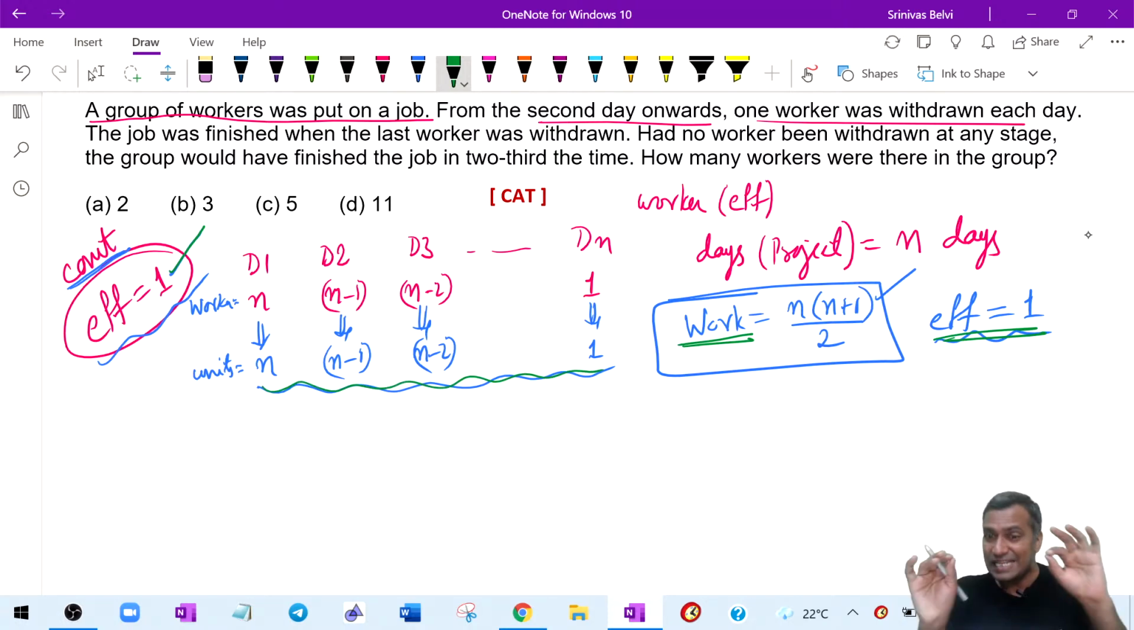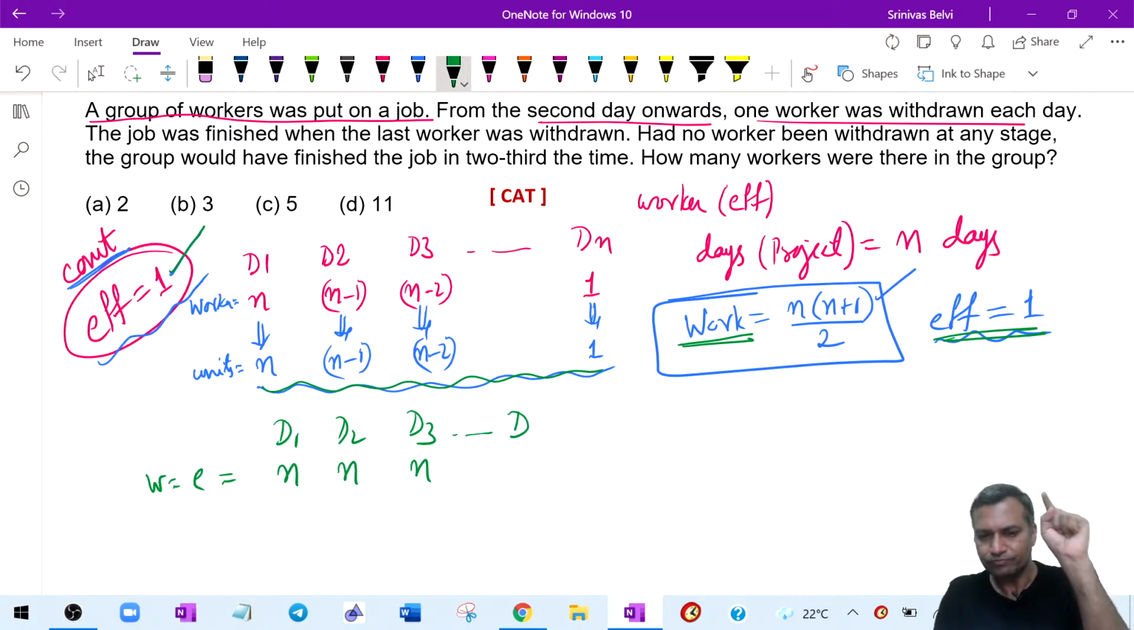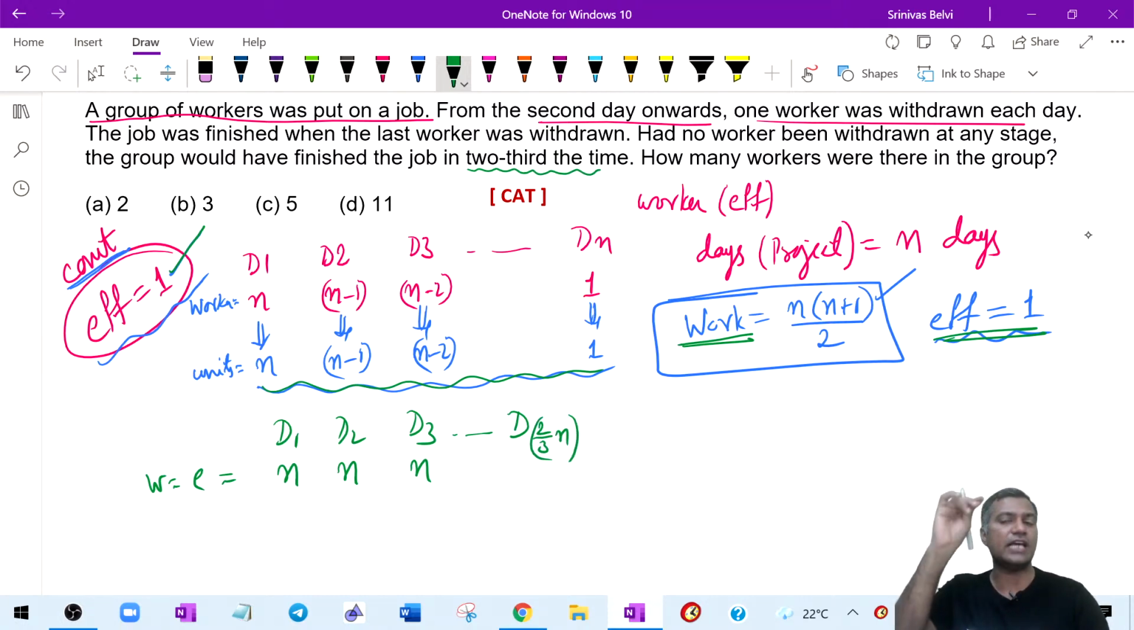Now, what did the author say? Instead of this, if all the workers start working, D1, D2, D3, which means on D1 n fellows will work, D2 n fellows will work, D3 n fellows will work. Efficiency is also the same, because work is equal to efficiency. Number of workers is equal to efficiency because I took the efficiency of each person as 1. Then in that case, he said you don't need n days. You want only 2/3 of n days. If all n people start working, you earlier said that you want n days. Whatever is that value of n, you want 2/3 of those n days to complete this particular job.